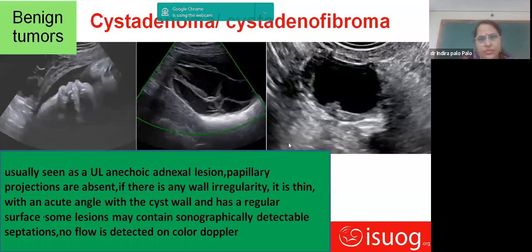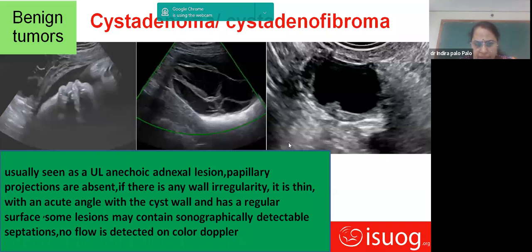The third most common is the cystadenoma. Usually it is the most common ovarian cyst that is encountered in a premenopausal woman. It is a unilocular anechoic adnexal lesion. Papillary projections are mostly absent. If present, they should be less than 3 mm.